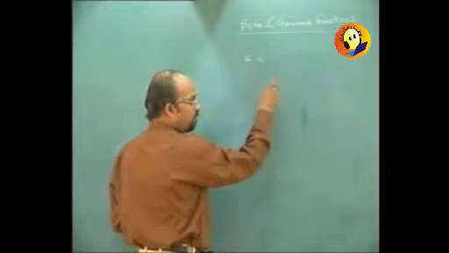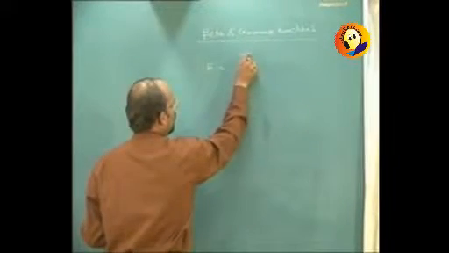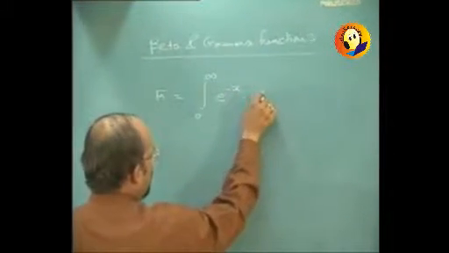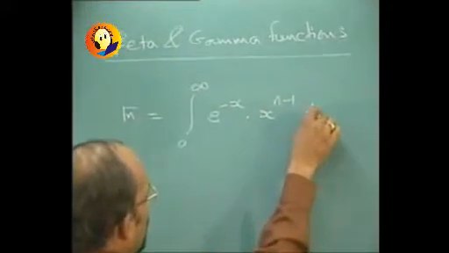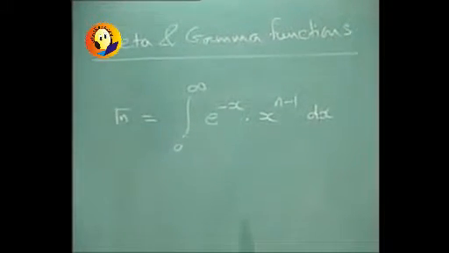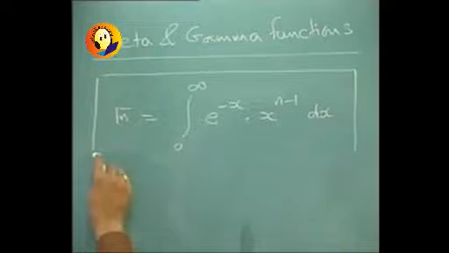By definition, it is the integral from 0 to infinity of e raised to minus x into x raised to n minus 1 dx. The definite integral 0 to infinity e raised to minus x into x raised to n minus 1 dx is defined as gamma n. This should be remembered as the definition of the particular function called gamma.